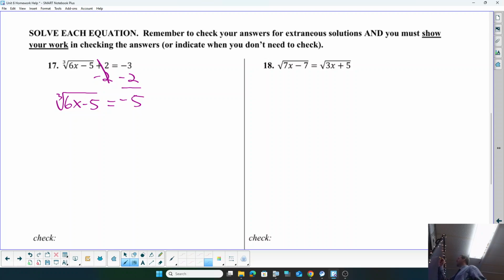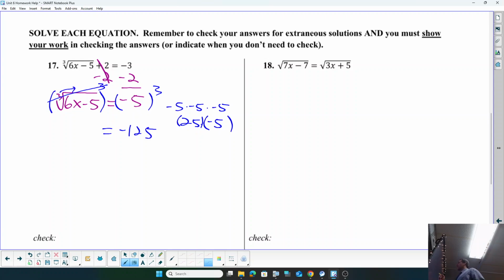Did you give it a try? So we are going to go ahead and raise it to that power. So we're going to raise it to the power of 3, and that's going to cancel the root. But if you do it to one side, you have to do it to the other side. And so negative 5 times negative 5 times negative 5 is positive 25 times negative 5 is negative 125. And then we have 6x minus 5 left. And now we're going to add 5 to the other side. So we get 6x equals negative 120.